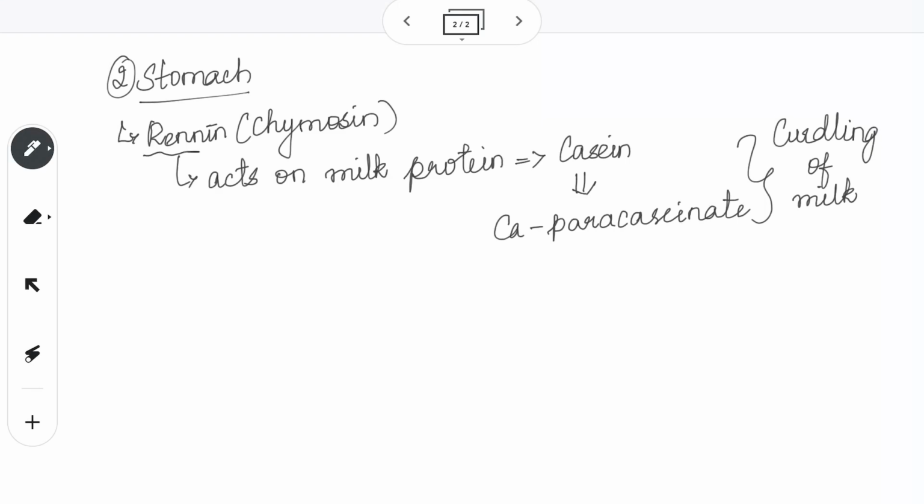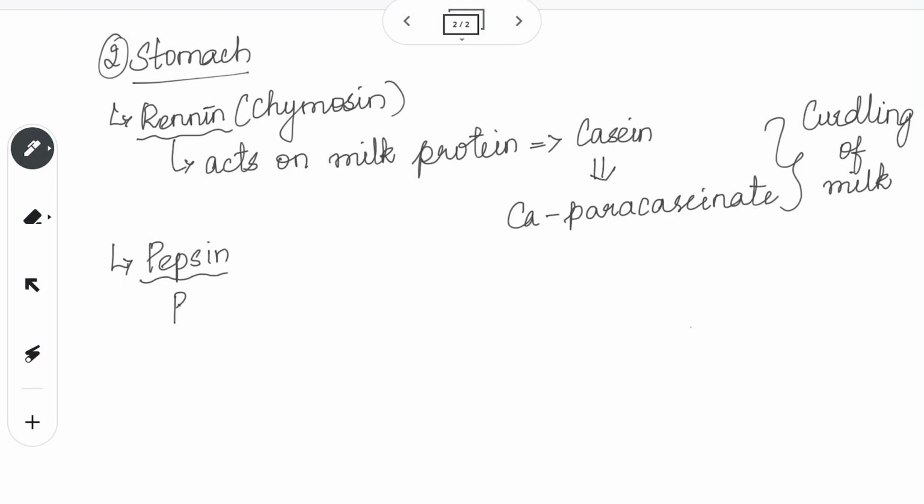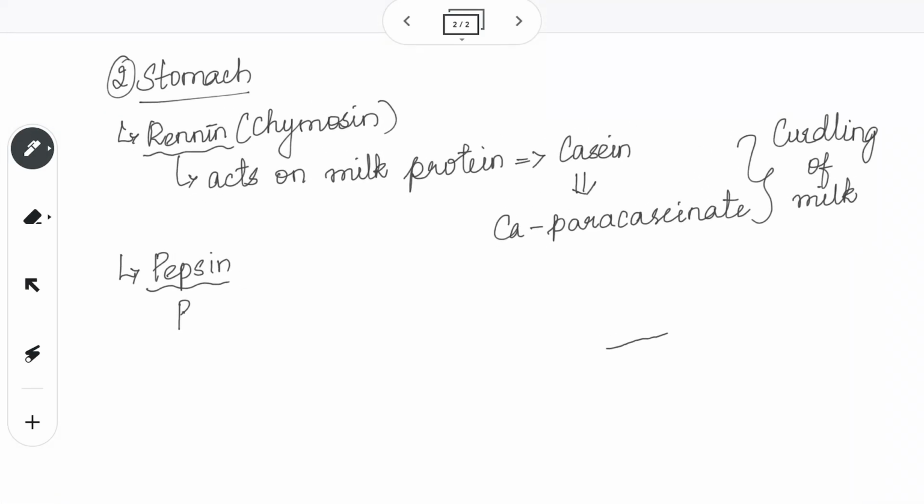Okay, then next one, digestion by pepsin. So first we saw digestion by renin, the second one is digestion by pepsin. This is the other enzyme which is present in the stomach. Now there is inactive pepsinogen present inside the stomach. Okay, what is present? Inactive pepsinogen. Pepsinogen is present inside the stomach.